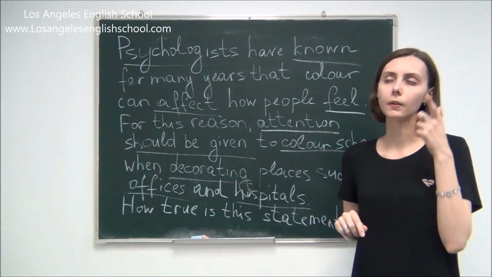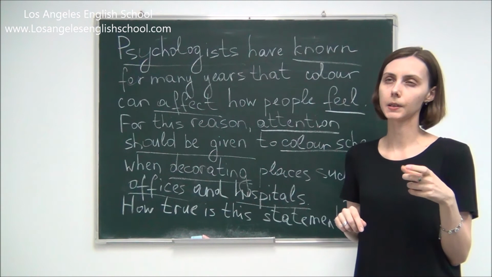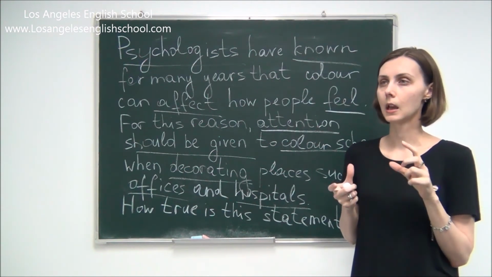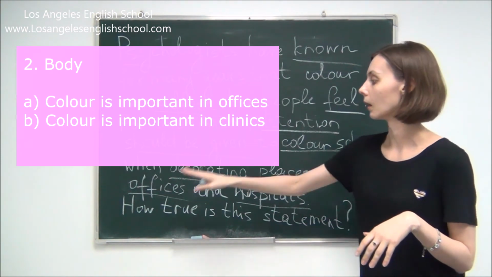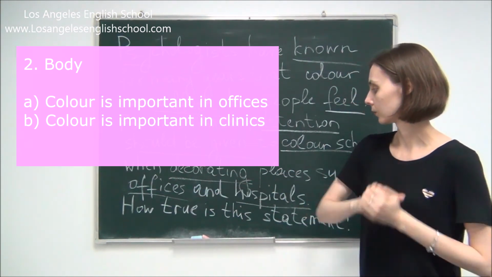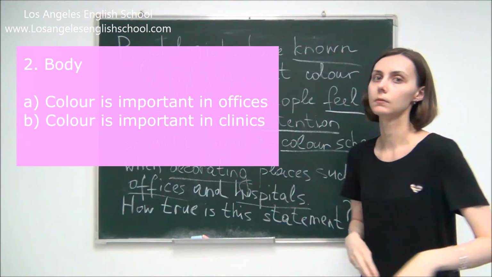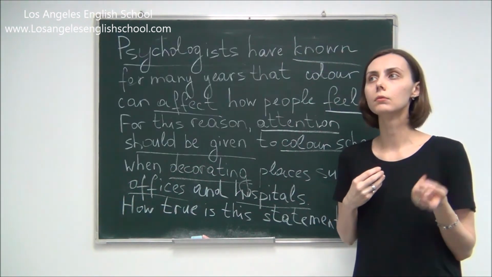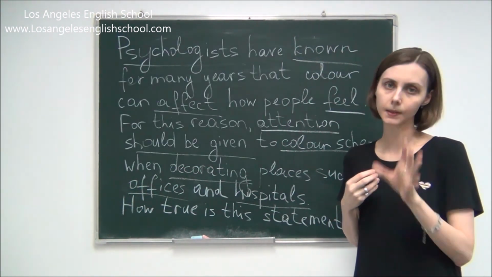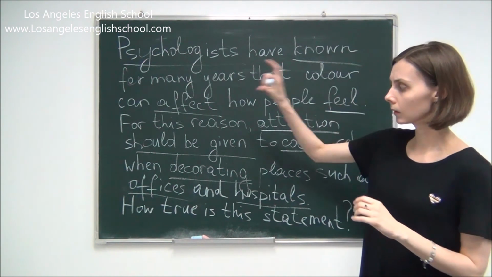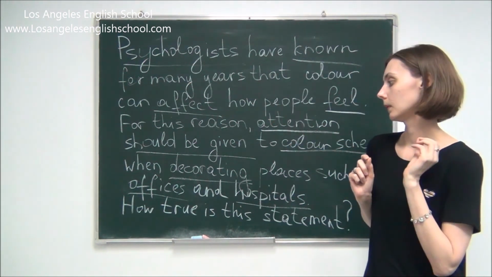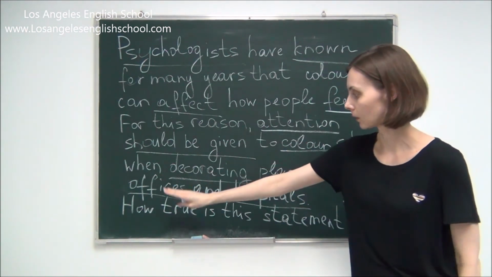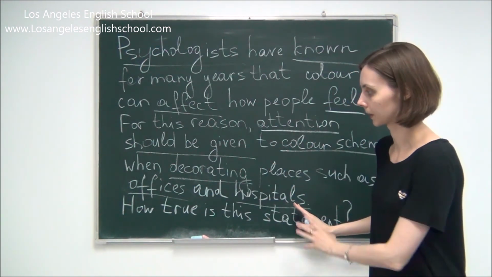So that's why you think, I need to organize my body paragraphs logically. I would do it like this. First, I would write about offices, then I would write about hospitals. In my opinion, 2 body paragraphs is enough. So I would write my introduction and then divide my body into 2 paragraphs: write about offices, write about hospitals.